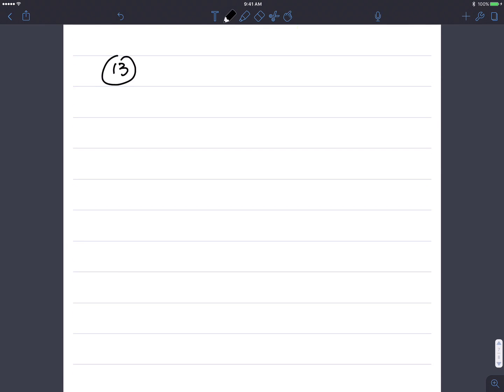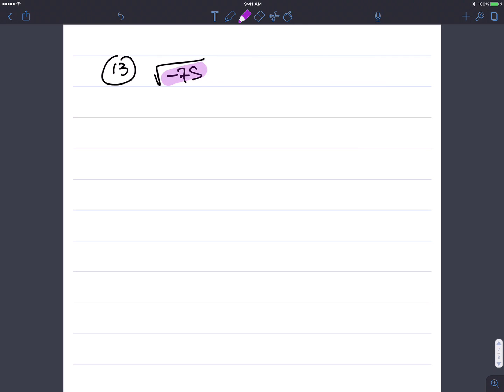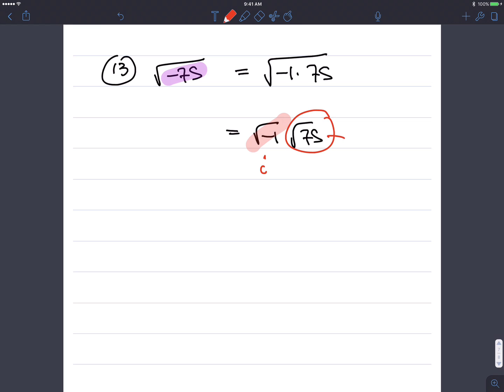Number 13 on the homework. You have the square root of -75. And notice again, we have a negative number under our radical. In the past, we could not give an answer that was a real number. So we're going to have to rewrite the -75 as -1 times 75. Square root of -1 times the square root of 75. Notice again, square root of -1 gets replaced with i, and the square root of 75 can be simplified.